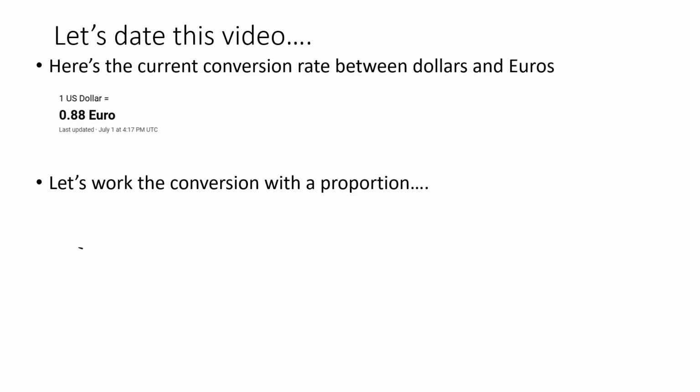I'm going to set up my proportion like so. And I can put either the euros on the top and the dollars on the bottom, or I can put dollars on the top and euros on the bottom. It does not matter. What matters is that once I decide which values go where, I have to commit to that. And so I'll work this out both ways just so you can see how that works.